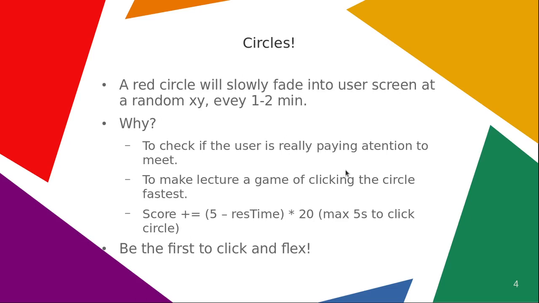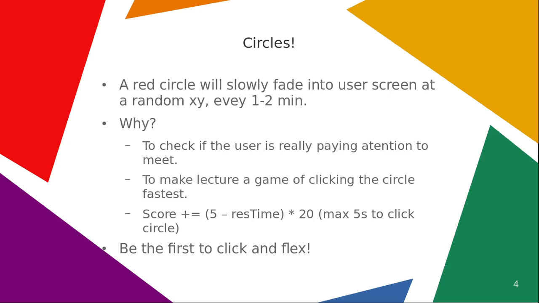So the circle. A red circle will slowly fade onto the user's screen at a random XY location every 1 or 2 minutes. So why are we really adding this circle? When the user clicks on the circle, we actually know that the user is in the Google Meet tab and not anywhere else. Then it makes the lecture a sort of game of clicking the circle fastest, and it gives students an incentive to stay on the Google Meet tab, see the lecture or screen shared by the lecturer, and click on the circle when it shows up.